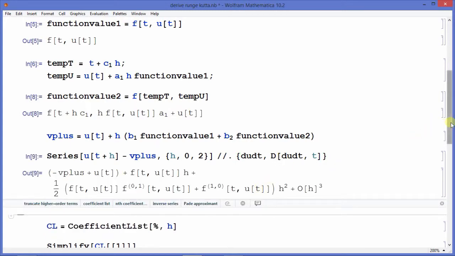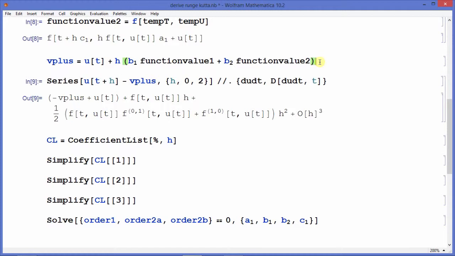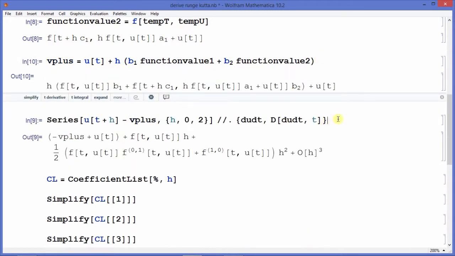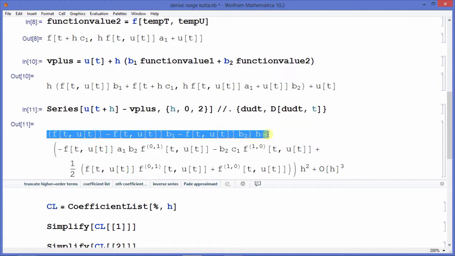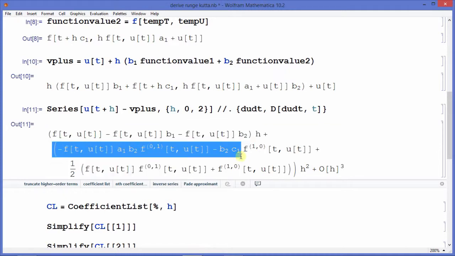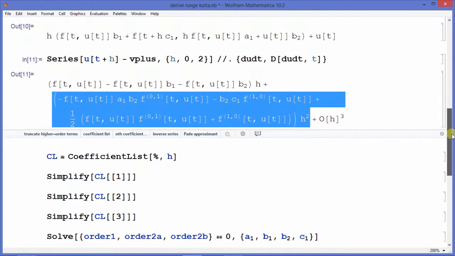So I need to make the first 3 terms of this series. Whoops, I forgot to evaluate this one first. That won't work very well. So let me do that now and redo this. Okay, so I need to make all these terms 0 up to order h cubed. So I need to make this term 0, and I need to make all the rest of this 0 as well. And then I'll get second order accuracy.